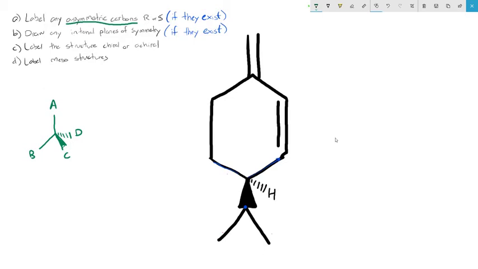Okay, so hydrogen is your 4th priority because it is the lightest. We're deciding between a carbon, a carbon, a carbon, and a hydrogen. Hydrogen is the lightest.